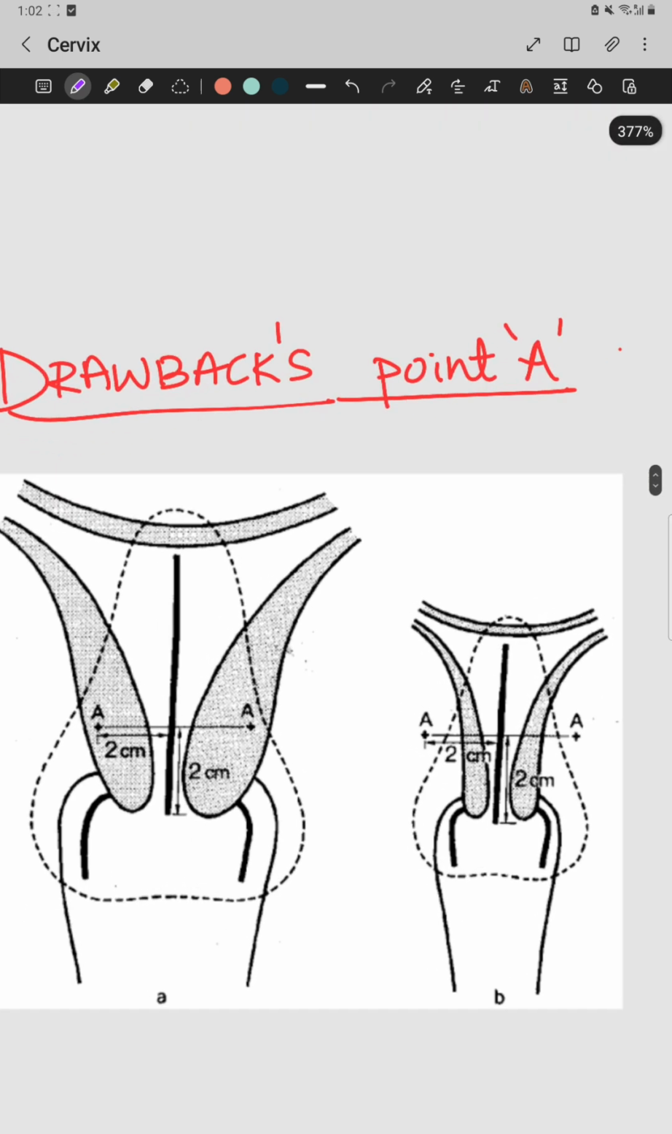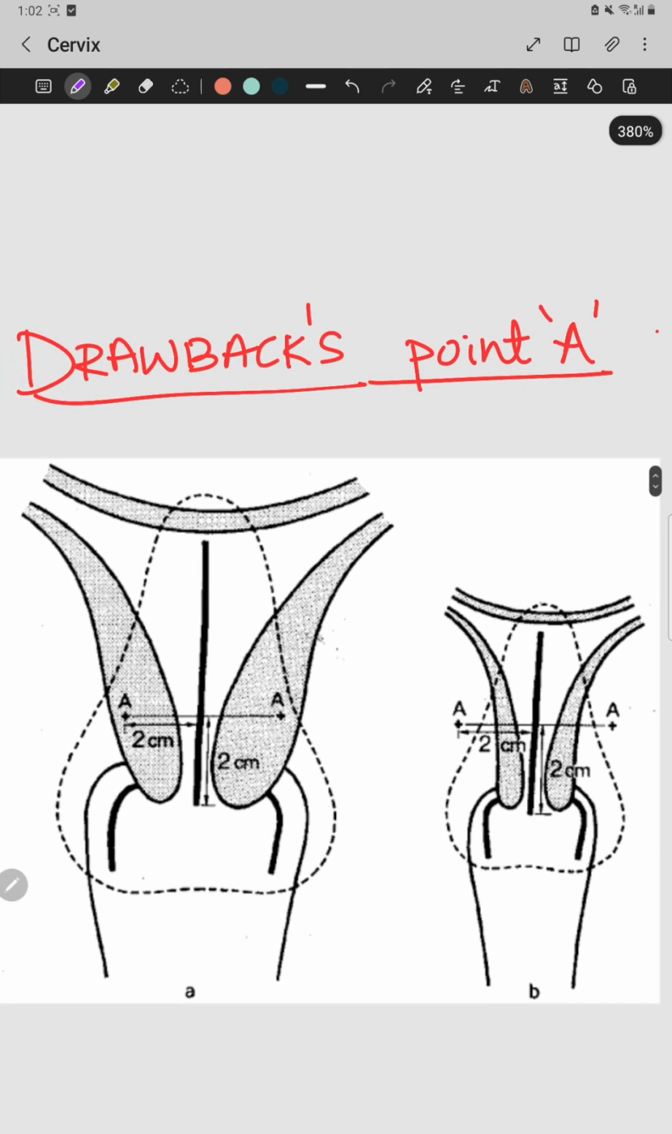There are some drawbacks of point A. As you can see in these two images, a person who has a small uterus and a person who has a big uterus, if you mark this and prescribe the dose to this point, what is the disadvantage? In a person who has a small uterus, you just put 2 centimeters above and 2 centimeters lateral to the flange, right? So at that point it is going beyond what is required for us. So here you are overdosing, here you are underdosing.